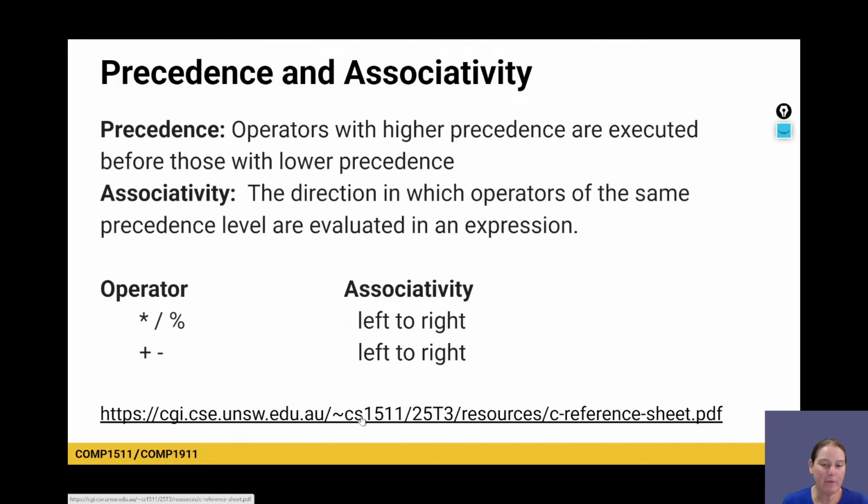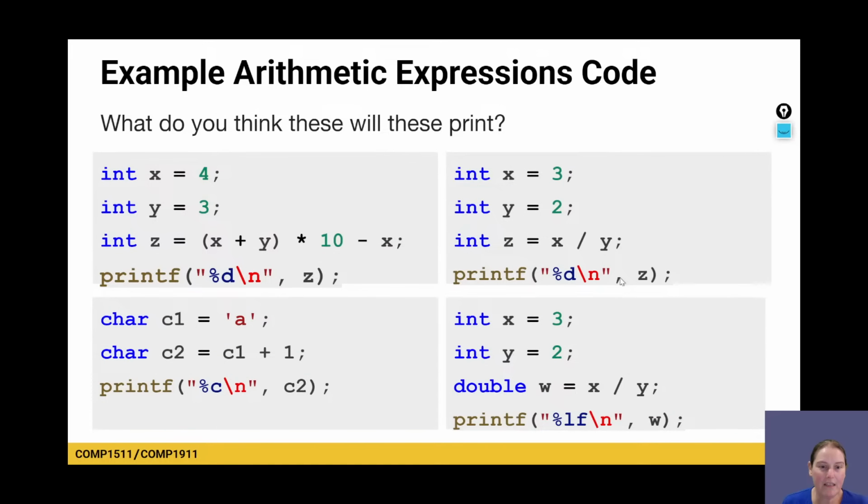There's a whole table, and if you're really keen and interested, you can look up the precedence and associativity for all the different operators in C. You probably don't need it right now, with the few operators we've learnt. Okay, let's have a look at these arithmetic expressions. Let's have a look at this top left one. What is this going to print?